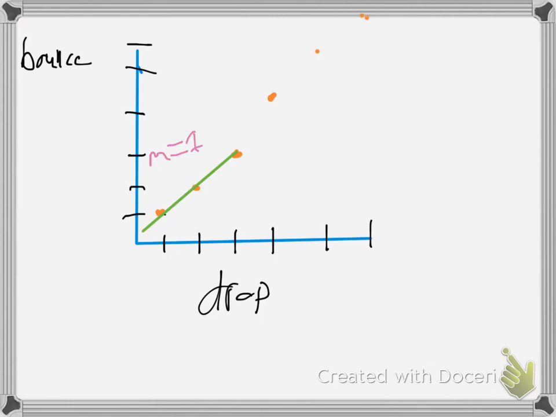Okay, sorry about this, guys. So basically, what you want to show is that here the slope is greater than 1, which is impossible.